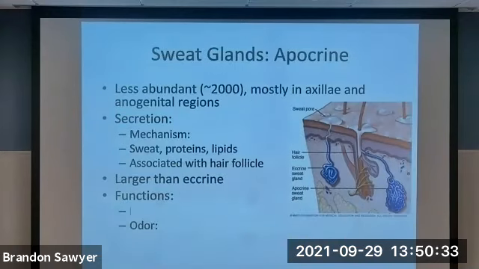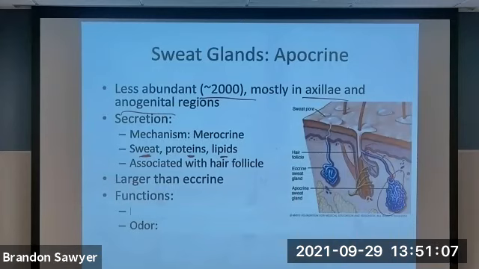Okay, and then we have apocrine sweat glands, which is what all those other animals have. They don't have the eccrine ones, they just have these. And so there are much fewer, only about 2,000. Most of these are in places that tend to not smell very good: your armpits and your anogenital regions. The secretion mechanism here is still merocrine. There's definitely some sweat as far as water goes, but there are also some proteins and lipids included in this secretion. And these are always associated with a hair follicle.